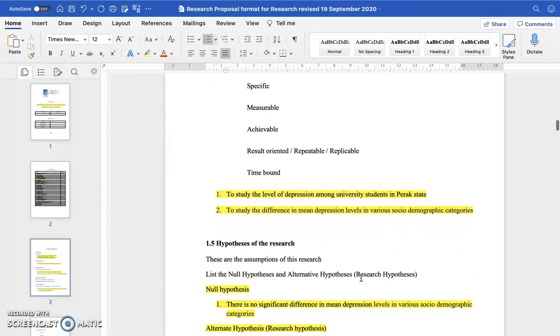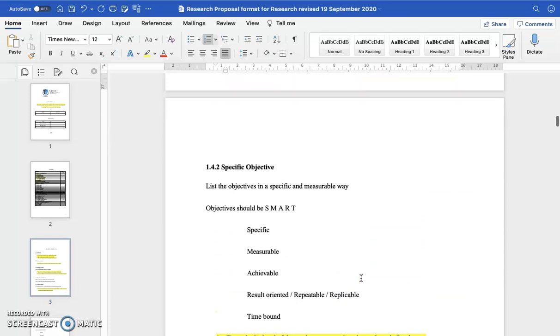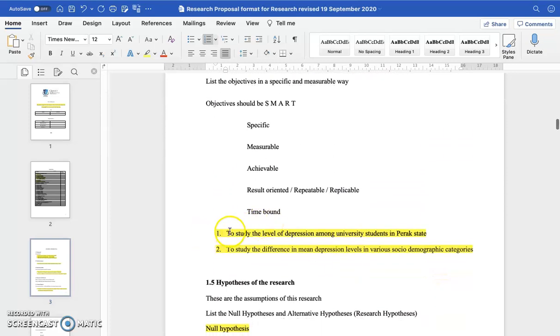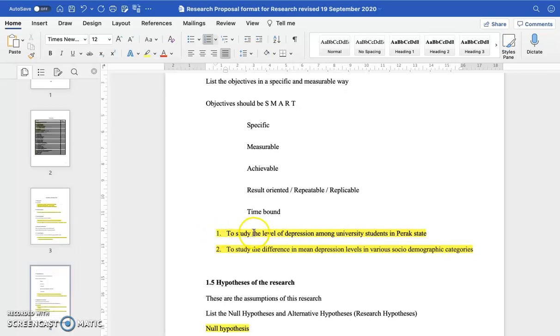Specific objectives, we have to list separately. Two specific objectives will be there. One is to study the level of depression among university students in Perak State. The other is to study the differences in mean depression levels in various socio-demographic categories. So that is the specific objectives.